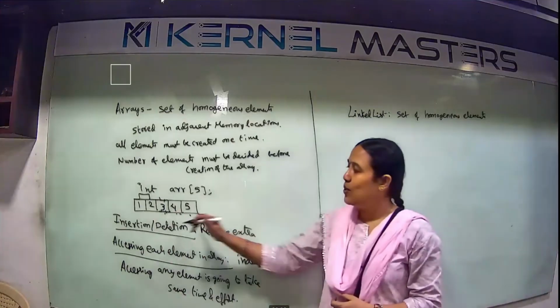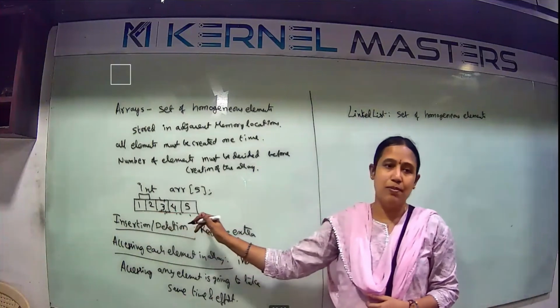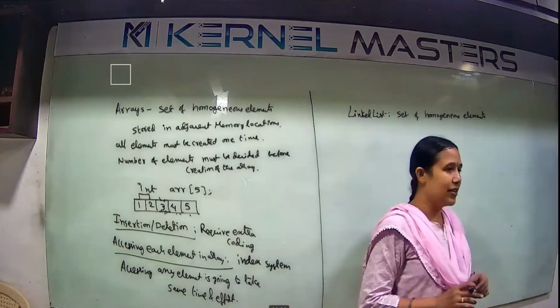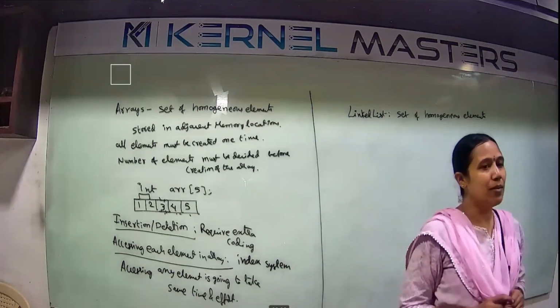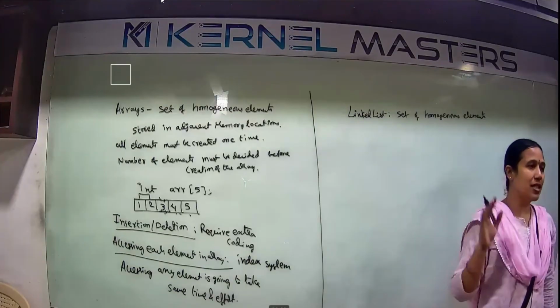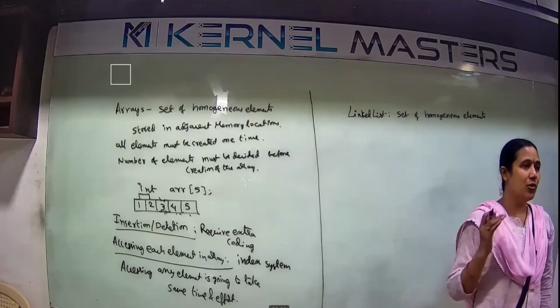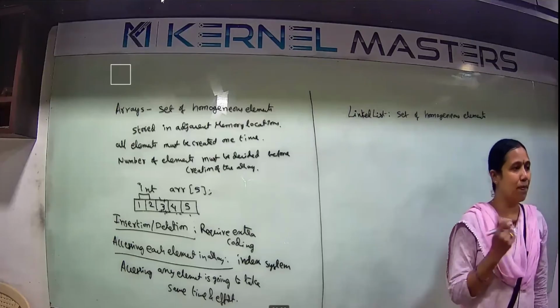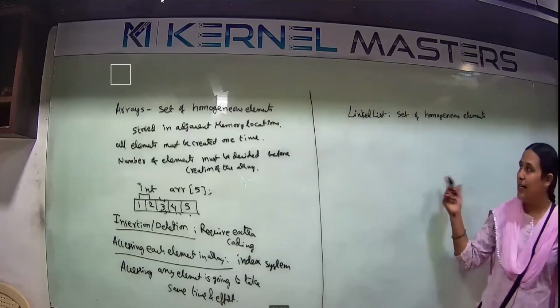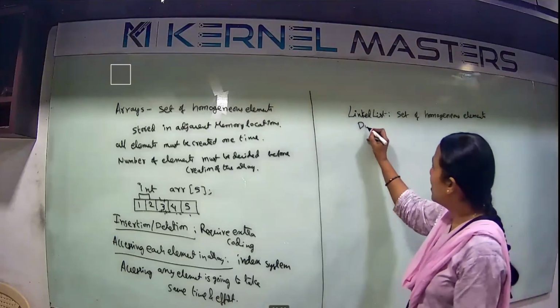In array, you have to create all the elements together because they have to be stored in adjacent memory locations. In linked list, that is different. You don't have to create all the elements together because in linked list, the elements need not be stored in adjacent memory locations. And you can create every element separately whenever you need it. Okay, so linked list is, that is why, called a dynamic data structure.